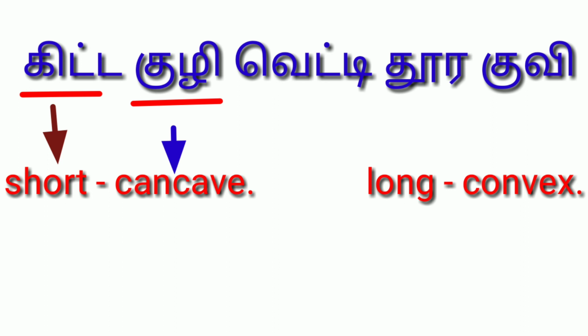கிட்ட means short sightedness and குழி lens means concave lens. And next one, தூர means long sightedness and குவி lens means convex lens. So short sightedness uses the concave lens and long sightedness uses the convex lens. It's very important, 1 mark.